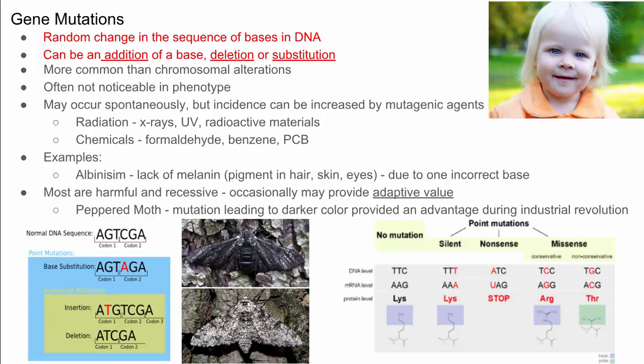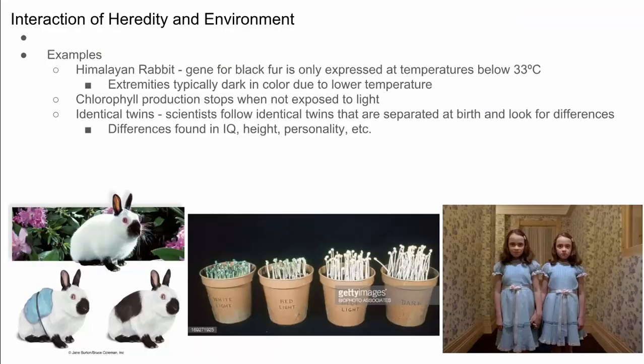Okay? So most of the time they're damaging, but there are times when a mutation could be helpful. It could result in some trait that provides a benefit to an organism, and then it would be favored through natural selection, like the peppered moths that we learned about. Okay? A mutation leading to a darker color could provide an advantage when you have a darker background.